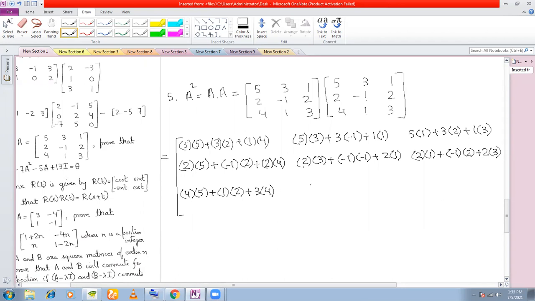Third row with the second column. Write in the 3, 2 position. 4 into 3 plus 1 into minus 1 plus 3 into 1. And finally, you have third row with the third column. 4 into 1 plus 1 into 2 plus 3 into 3. Right?